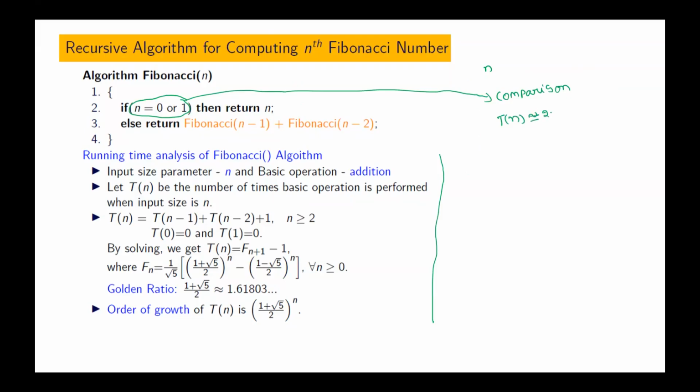2 into 1 by root 5 into (1 plus root 5 by 2) whole power n plus 1, minus 1, minus (1 minus root 5 by 2) whole power n plus 1. Is that correct? What is its order of growth? 1 plus root 5 by 2 is this much. Oh, sorry, 1.618, not 1.8. 1.618. This value is known, it is called the golden ratio. If objects are in this ratio, it is very pleasing to our eye, it seems.